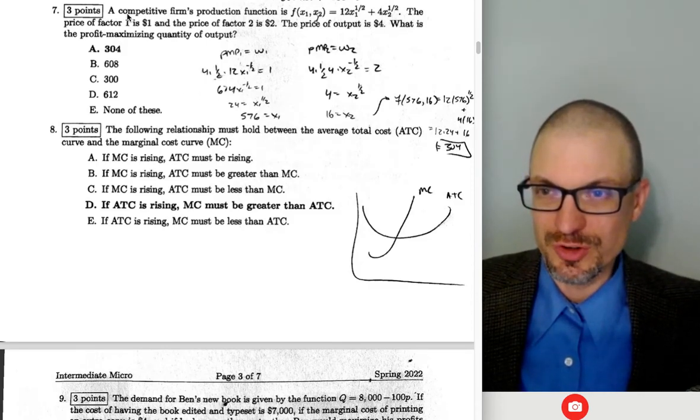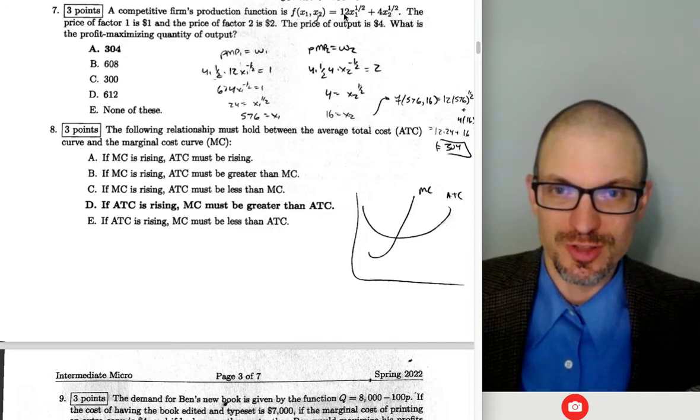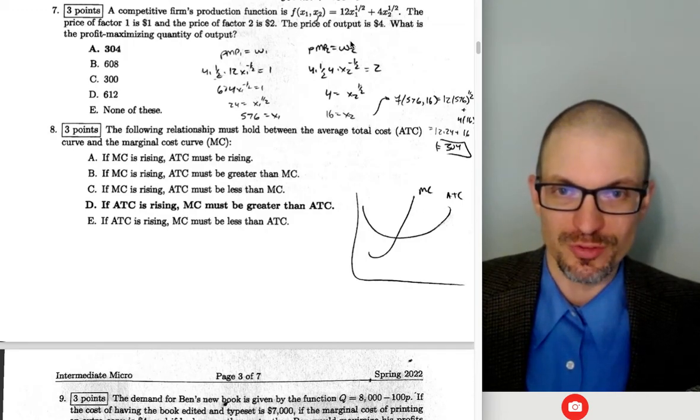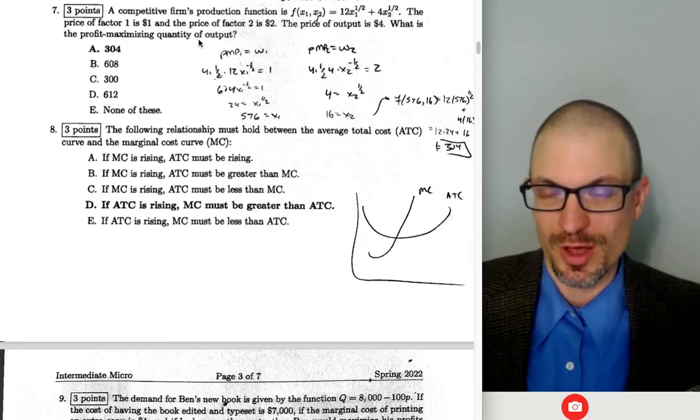All right, so question 7. A competitive firm's production function is going to be 12 times the square root of factor 1 plus 4 times the square root of factor 2. Price of factor 1 is 1, price of factor 2 is 2, price of the output is 4. What's the profit maximizing quantity of output?